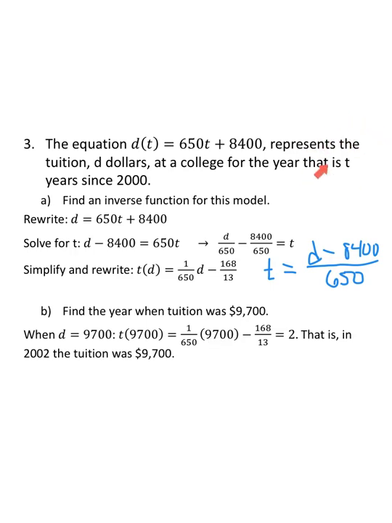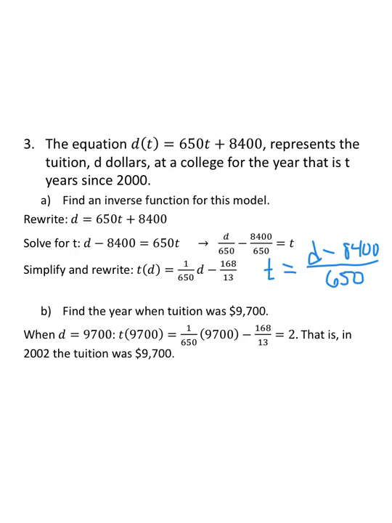Remember, no calculator icon up here, so we could use a calculator on this. 1 over 650 times 9,700 minus 168 over 13. Put that into a calculator and I get 2. So 2 years after 2000 is the year 2002. The tuition was $9,700. Whew, that was a mouthful.